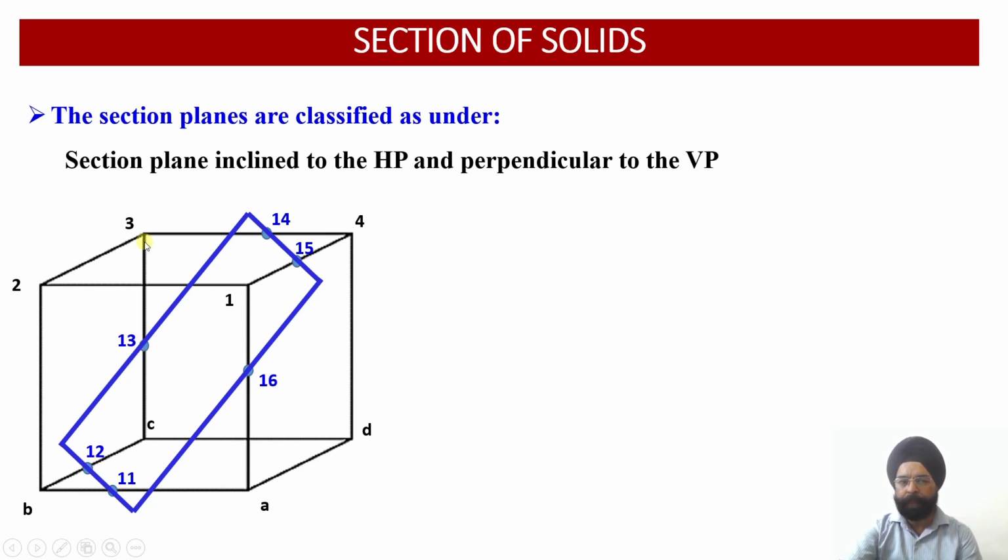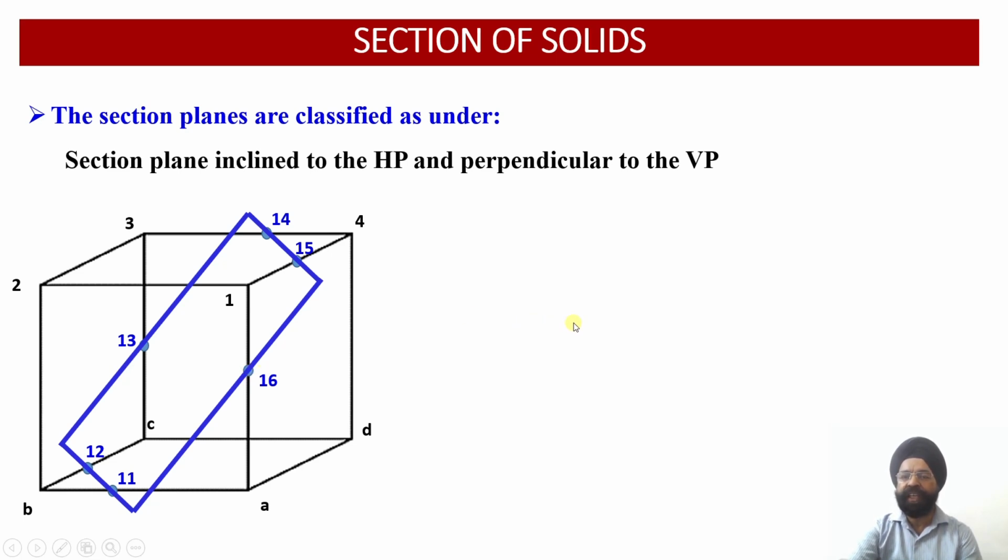Point 13 is obtained on this vertical edge 3C, and then 14 and 15, these two POIs, or points of intersection, have been obtained at the top face corresponding to these two edges. And finally, the sixth point is obtained by virtue of cutting off this vertical edge 1A by the cutting plane. So here, instead of getting 4 POIs, we are going to get 6 points of intersection.